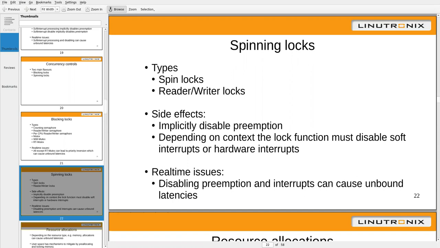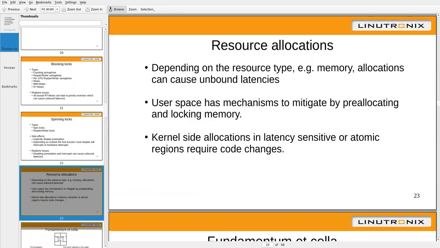Also, we have locks which are taken both in task context and soft interrupt context, or task and hard interrupt context. So they have to either disable soft interrupt processing or hardware interrupts, otherwise we would end up with the same problem of immediate deadlocks or live locks, because the lock owner would be interrupted, and then the waiter in the soft or hardware interrupt context would wait forever and spin forever. But again, as we discussed before with preemption and interrupt disable or soft interrupt disable, this can cause unbound latencies, which is not nice. So the last major headache is resource allocation.